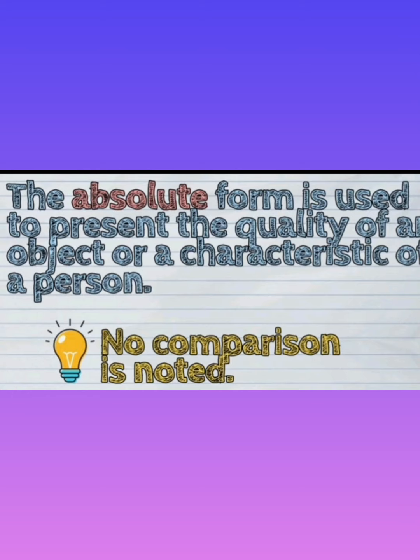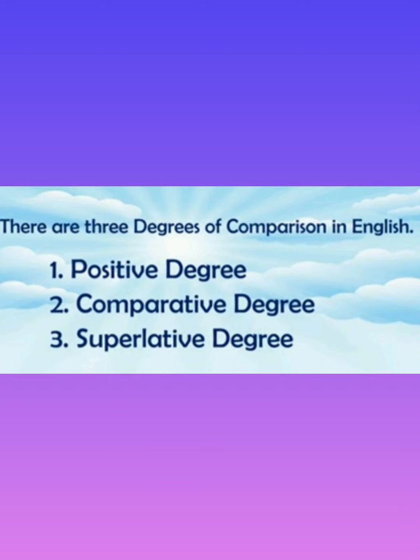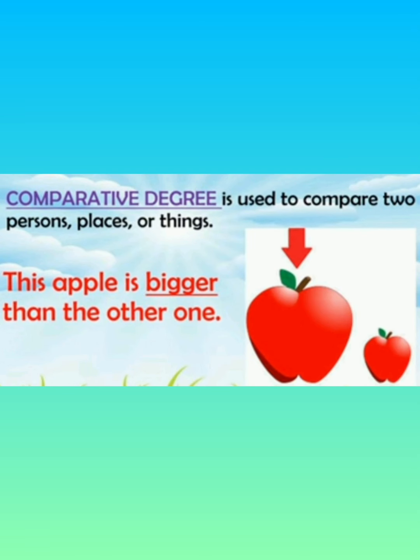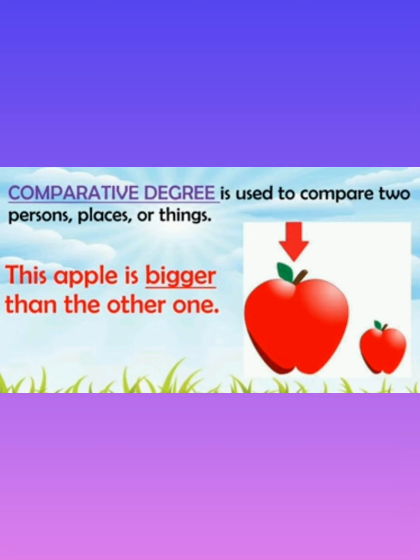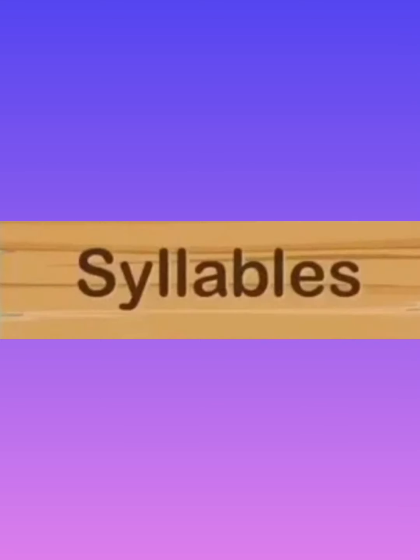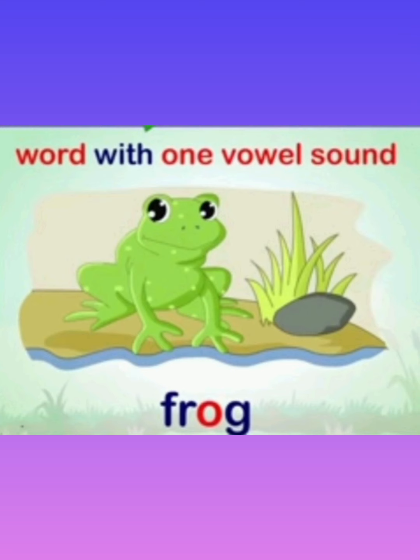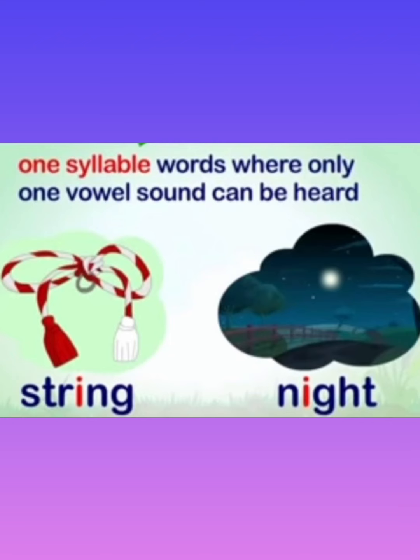Now, the second one is the comparative degree. It is used to compare the qualities of two persons, places, or things. We add er to the positive form of the adjective with one or two syllables. Now, what are syllables? A syllable is a complete word or a part of a word with one vowel sound. For example, frog, string, night. They all have one syllable.